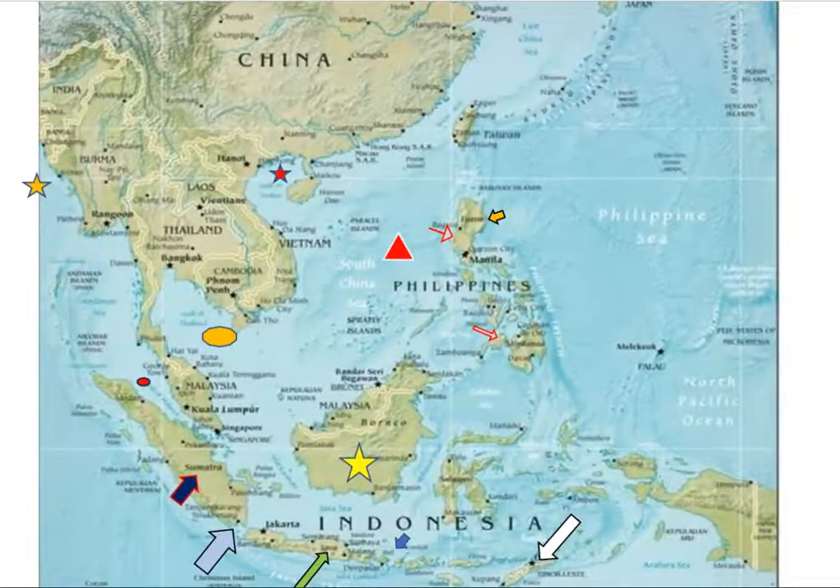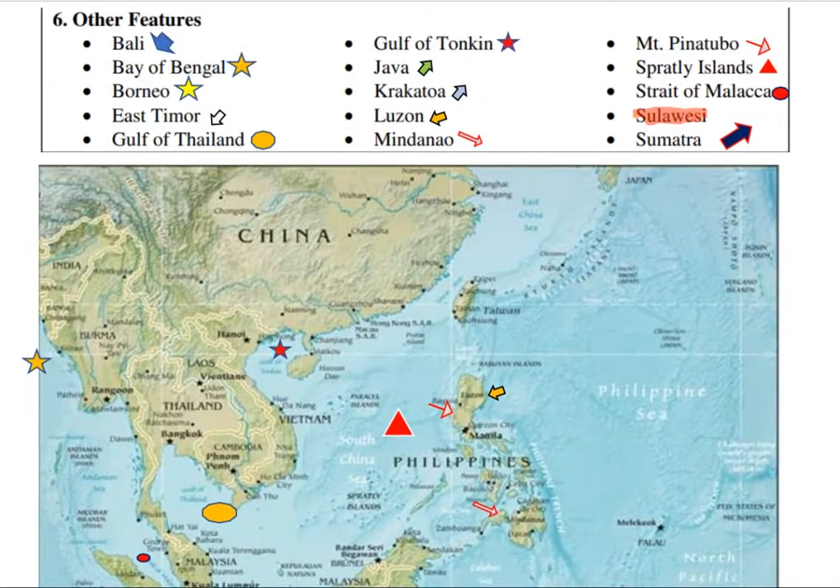All right, there will be an addendum to this. So let me just shoot down here and show you a few other things. I almost forgot the other features. Bali, for example, Blue Arrow, Bay of Bengal, a goldish orangey arrow, Borneo, a yellow arrow. And if you look at the arrows down here, you'll see them. Here is the red arrow, which is the Gulf of Tonkin. Okay.